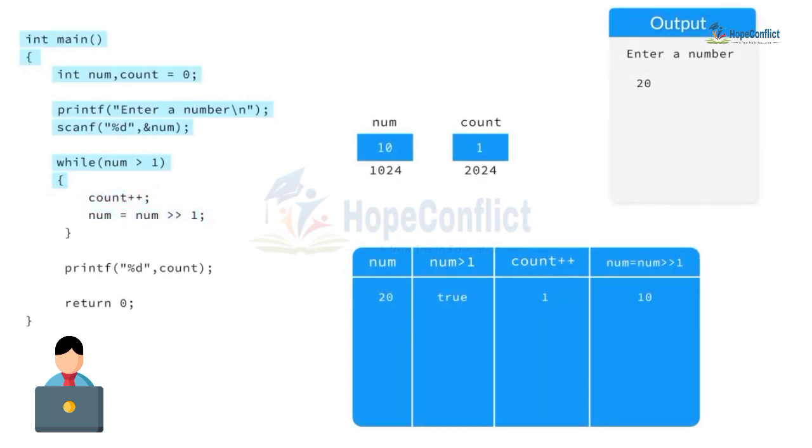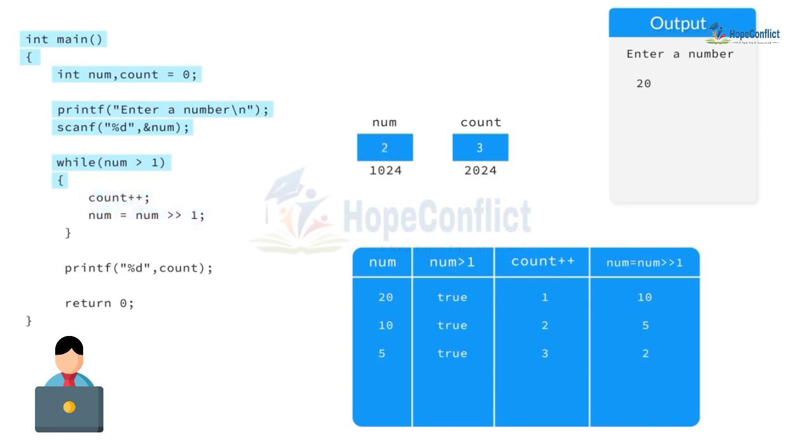And after each iteration we have to check the condition. Here num equal to 10, which is greater than 1. So condition is true and we go inside and increment count. So count becomes 2, and right shift num will give the value 5 and it will be stored in num. And the second iteration is also completed. Again we go and check the condition, num equal to 5, which is greater than 1. So condition is true, so increment count and it becomes 3. And now num equal to num by 2, that is 2. And the third iteration is also completed.